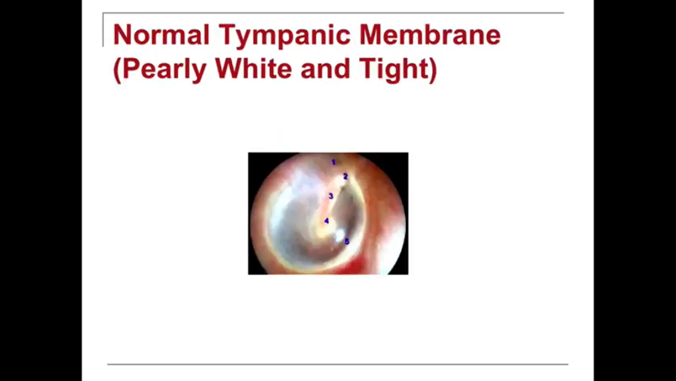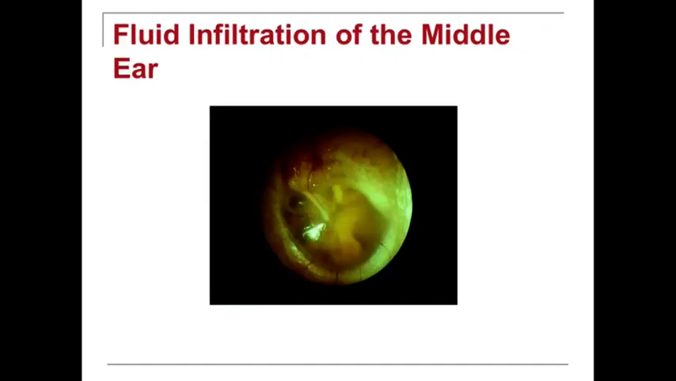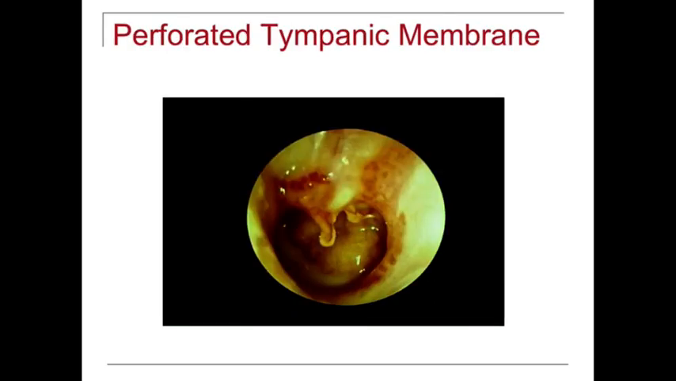Here's a pearly white membrane. Here's one that you can see is very red and infected. Here's one that has some fluid. And here's a ruptured membrane.